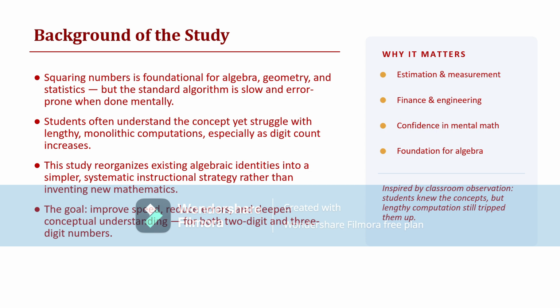but the standard algorithm is slow and error-prone when done manually. Students often understand the concept yet struggle with lengthy or monolithic computation, especially as digit count increases. This study reorganizes existing algebraic identities into a simpler, systematic instructional strategy rather than inventing new mathematics. The goal is to improve speed, reduce errors, and deepen conceptual understanding for both two-digit and three-digit numbers. So first of all, why does it matter?